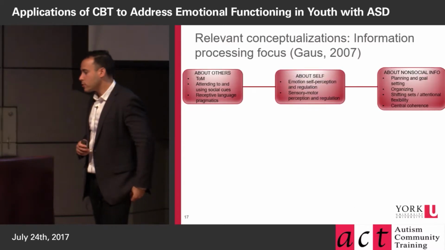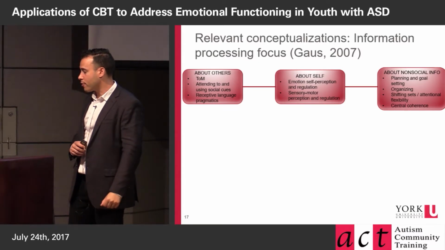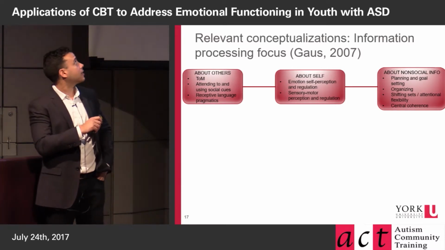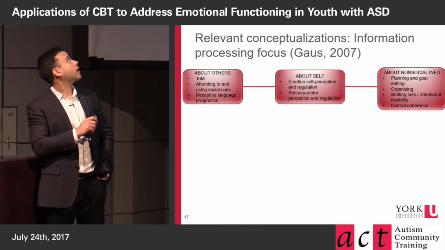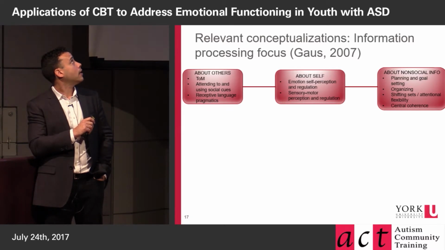So what Gauss talks about is that you've got these three domains, right? Problems about processing information about others, about the self, and about the non-social world. And there's all of these things that could go wrong. I might struggle with receptive language skills, right? So when it comes to information about others, it might be difficult for me to process what people are telling me, right? All the information that they're giving me through their language, right? I might have problems with the social cues or with theory of mind. And I've got issues with processing information about myself, we talked about, and the non-social world, like planning and central coherence.